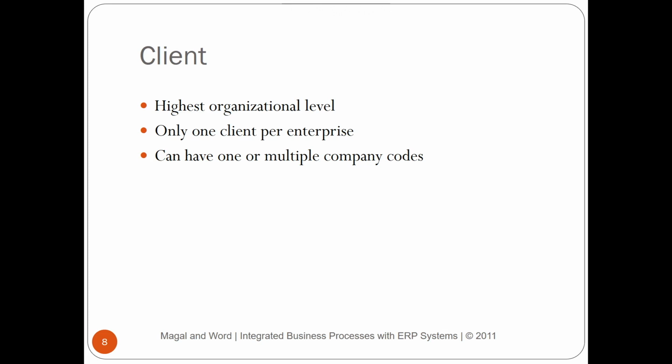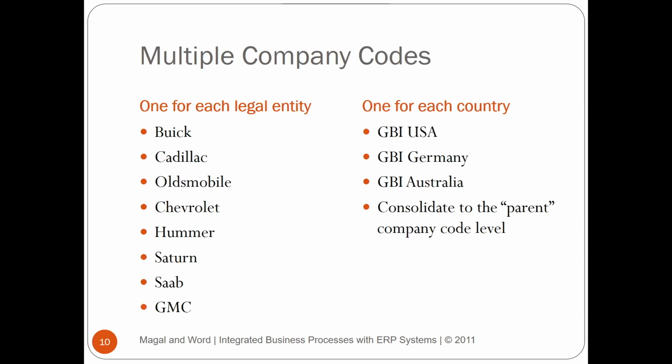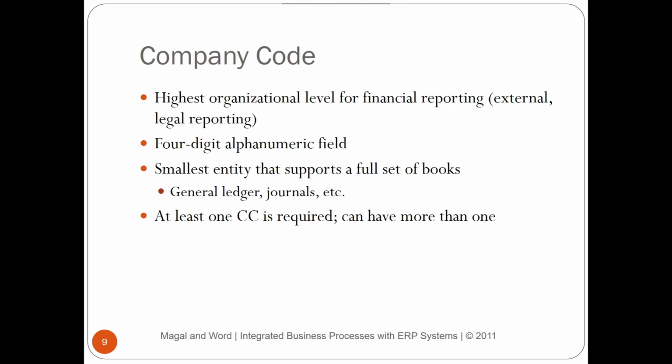So applying this scenario to GBI, the global GBI enterprise is represented by a client, while the two companies, GBI US and GBI Germany, are represented by company codes. They are US00 and DE00 respectively. So the financial statements are generally prepared at the company code level. So GBI US and GBI Germany will generate separate financial statements to meet their regulatory requirements in each country.